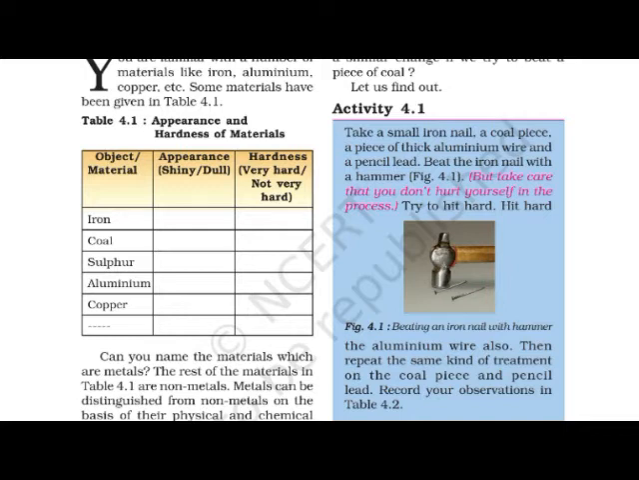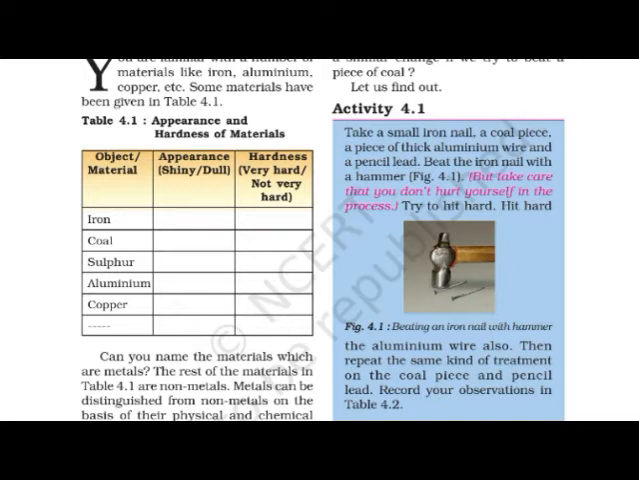To understand it, we are going to see activity number 4.1. Take a small iron nail, a coal piece, a piece of thick aluminum wire and a pencil lead. Beat the iron nail with a hammer. Figure 4.1 shows beating an iron nail with a hammer. Try to hit the aluminum wire hard also. Then repeat the same kind of treatment on the coal piece and pencil lead. Record your observation in table 4.2.